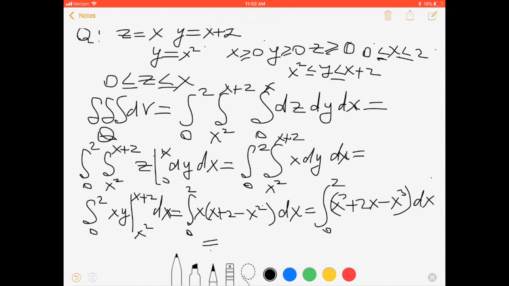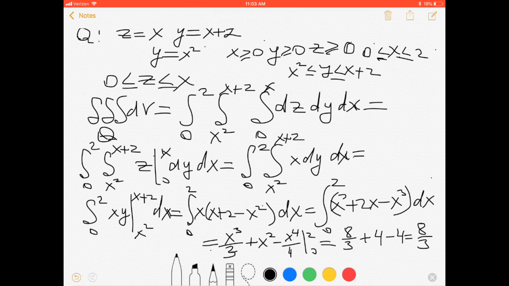And here we count, and it will be x cubed over 3 plus x squared minus x to the fourth over 4, from 0 to 2. We plug in 2, we have 8 thirds plus 4 minus 16 over 4, which is 4. This means here we have 8 thirds.